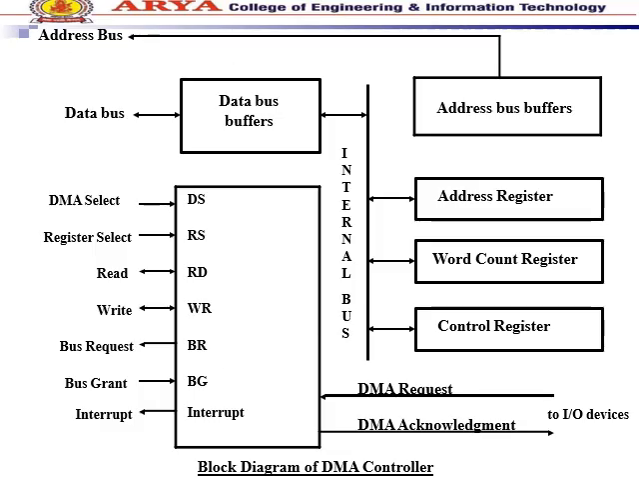This is the diagram of the DMA controller. There are the data bus buffer, the address bus buffer, the address register, word count register and control register. The internal buses are connected through the data bus buffer and address bus buffer to the address register, word count register and control register. To the input device go DMA request and DMA acknowledgement. There are DMA select, register select, read, write, bus request, bus grant and interrupt.